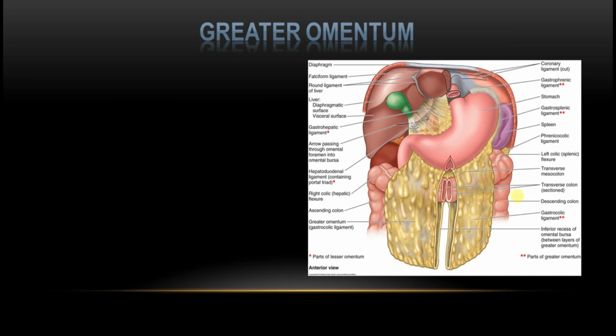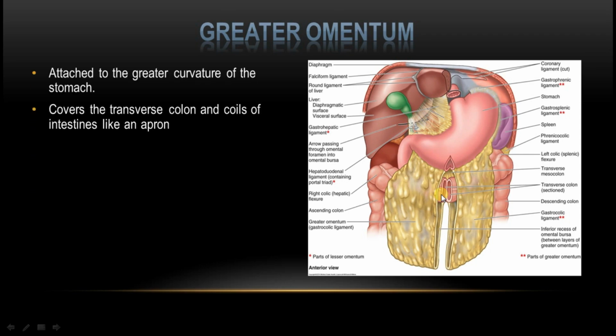The greater omentum is related to the greater curvature of the stomach, and mainly it is present between the stomach and the transverse colon. Not only that, it extends beyond that and covers the coils of intestine like an apron. It actually covers the coils of intestines.